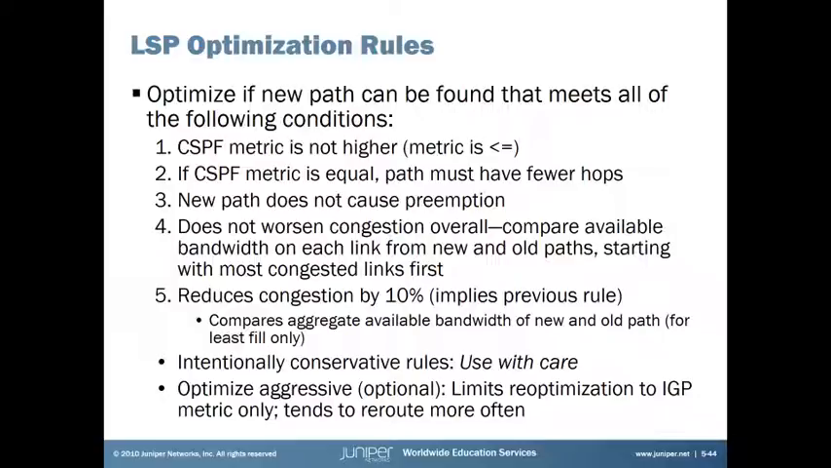Intentionally conservative, so you don't want optimization to be occurring excessively. There is an optimize aggressive option in which you can limit re-optimization to the IGP metric only, and that will result in more optimization or more rerouting.